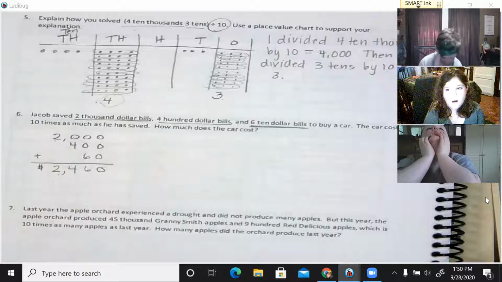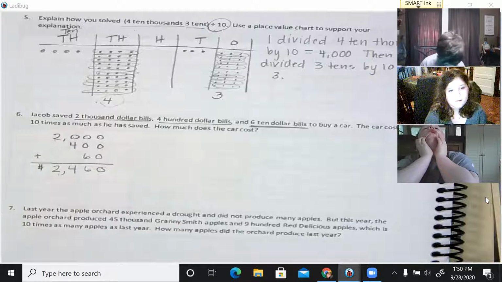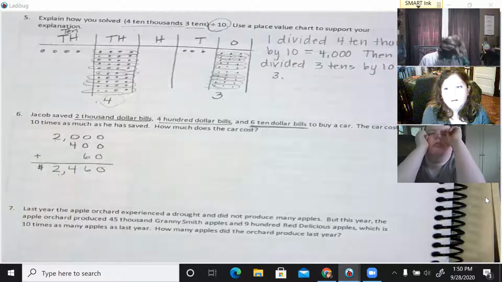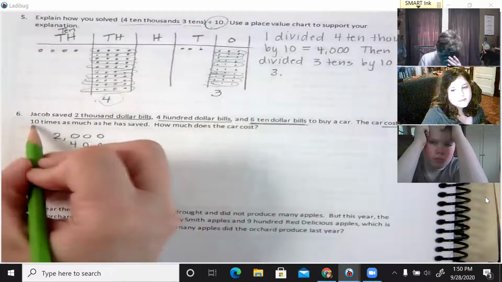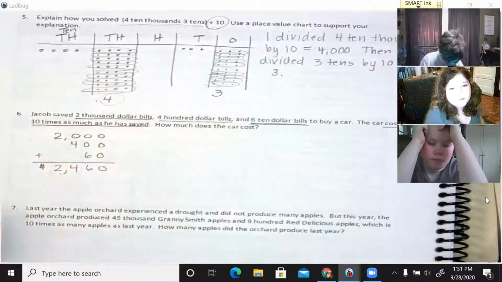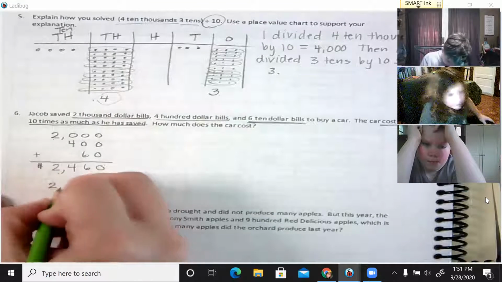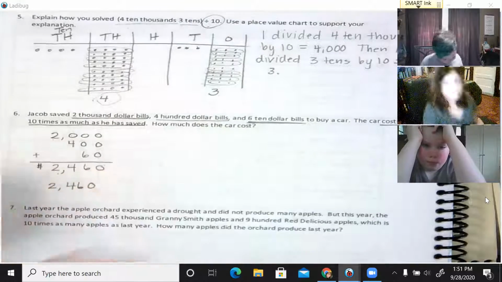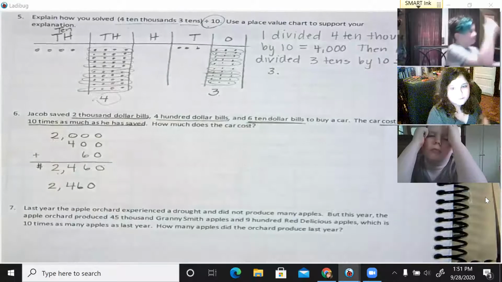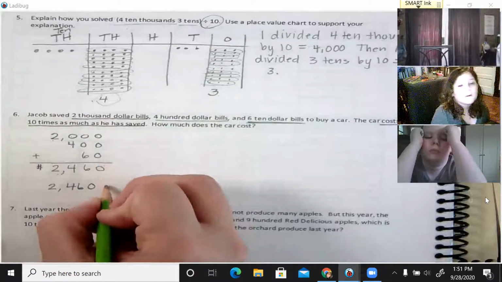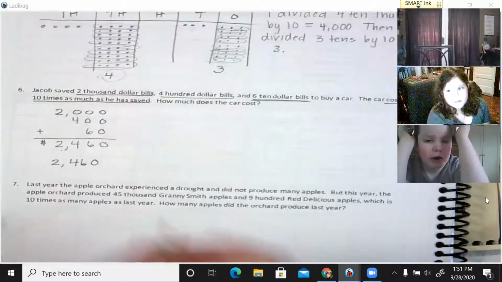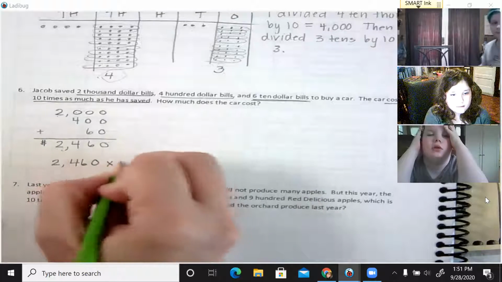What else does the story tell us about the cost of the car? It costs 10 times as much as he saved. Very good. So Olivia, this 2,460 is what Jacob saved. What am I going to do to that number to figure out how much the car costs? Times it by 10. Very good.